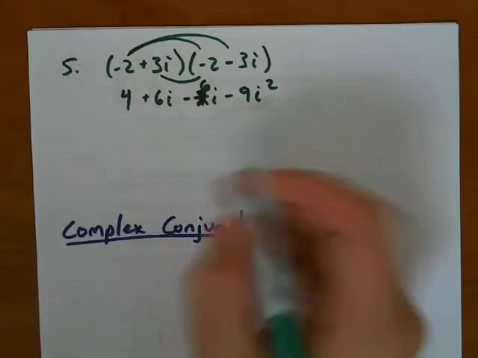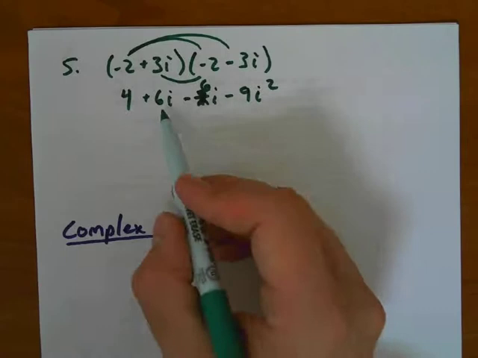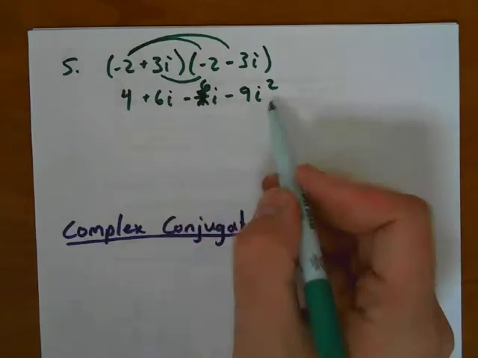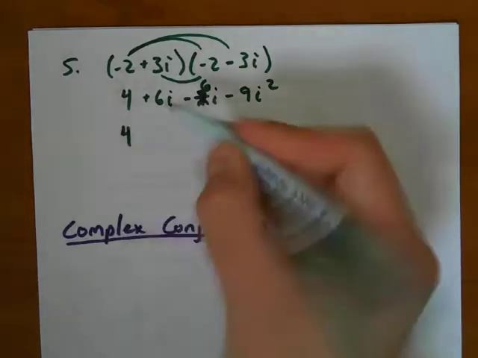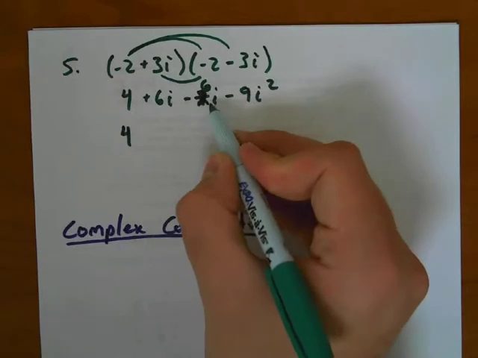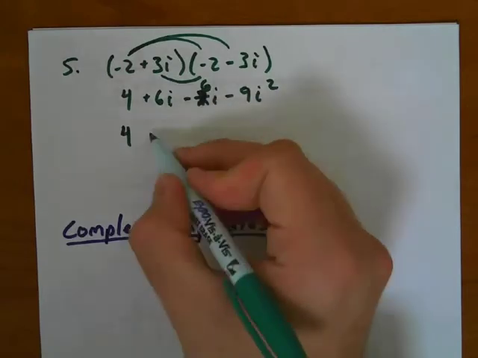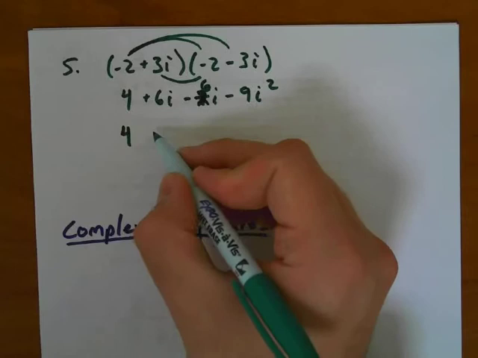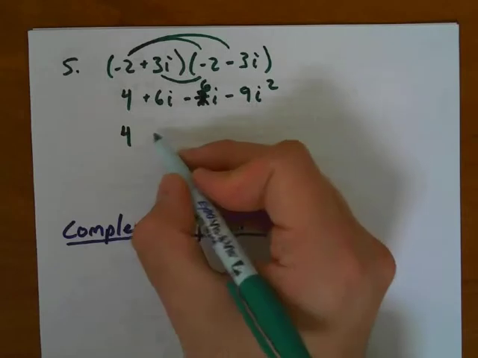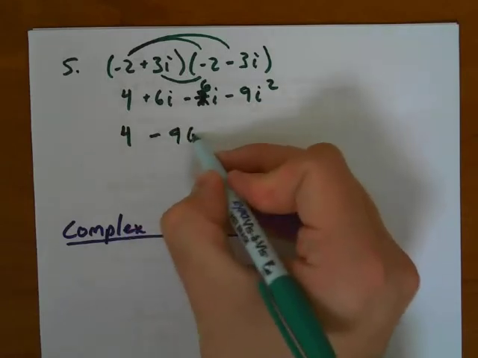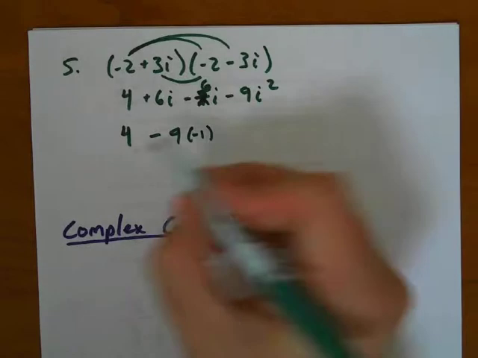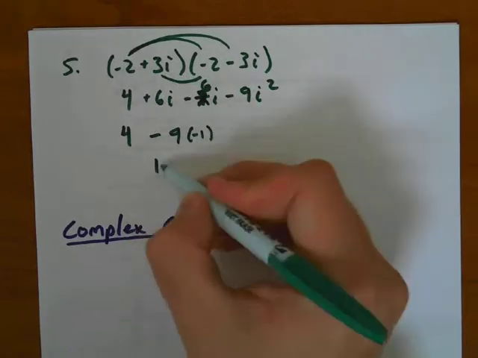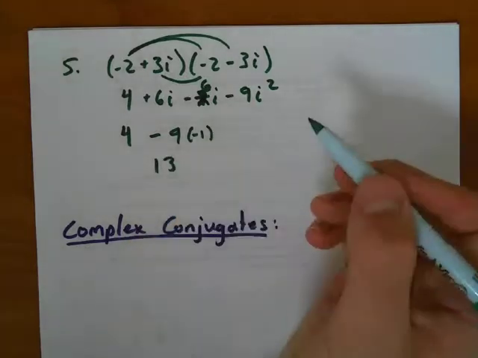Okay, now once we get to this point, we're going to add like terms, and we're going to simplify down the i squared. 6i and -6i, well, that adds to 0i, or just 0, so it goes away. And i squared becomes -1. So we get 4 plus 9, which is 13.